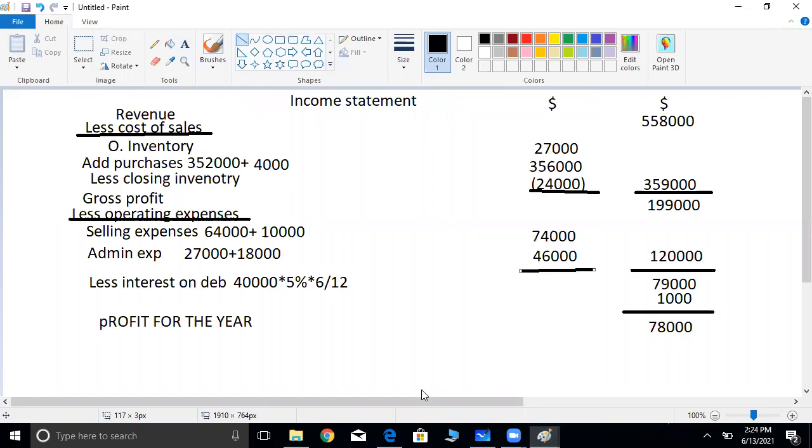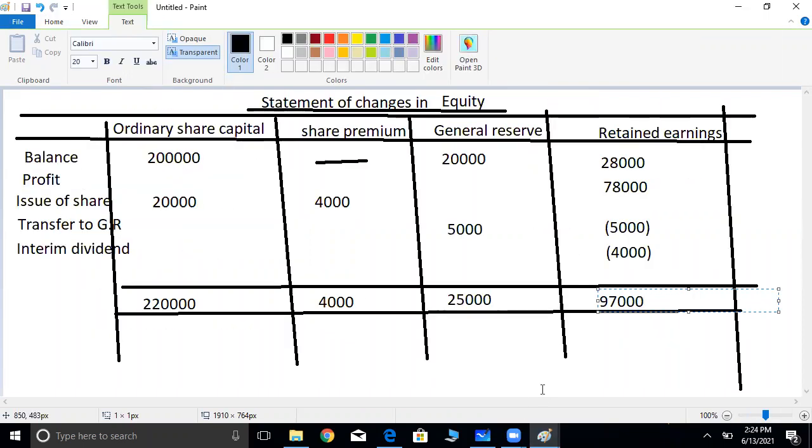First we have prepared the income statement. Then from income statement we have prepared the statement of changes in equity, where we have written the balance first, which is 2 lakh for share capital, general reserve 20,000 and retained earnings were 20,000. Then we have added profit for the year into it, 78,000. Then shares were issued of 20,000 with a premium of 4,000. शेयर कैपिटल बढ़ जाएगा 20,000 से और शेयर प्रीमियम भी इंक्रीज हो जाएगा 4,000 से. Then we have transferred some amount to general reserve, तो वो रिटेन अर्निंग में से माइनस कर देंगे और जनरल रिजर्व में ऐड कर देंगे.